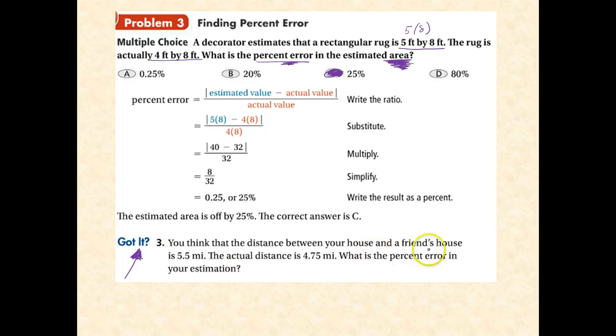You think the distance between your house and a friend's house is 5.5. That is your estimate. The actual distance is 4.75 miles. What is the percent error in your estimation? So, it's not asking me to make some weird calculation like area, right? I'm estimating miles, and it wants to know what's the percent error in the miles that I estimated. So, I'm going to do absolute value of my estimation, which is 5.5, minus actual, which is 4.75, divided by the actual, which is 4.75.